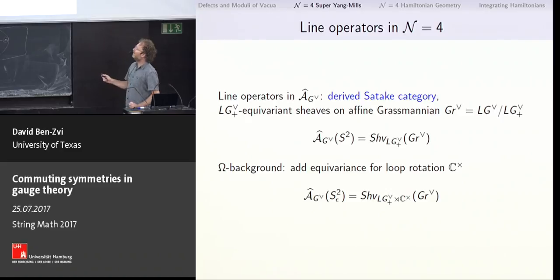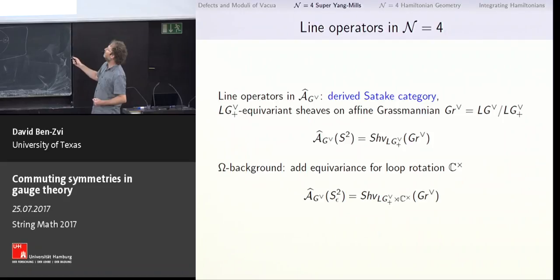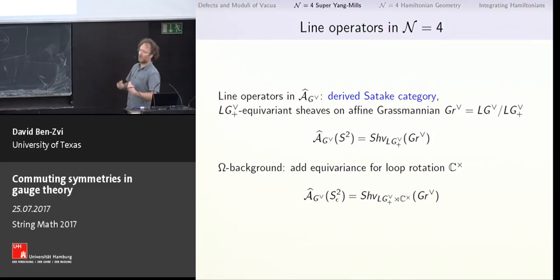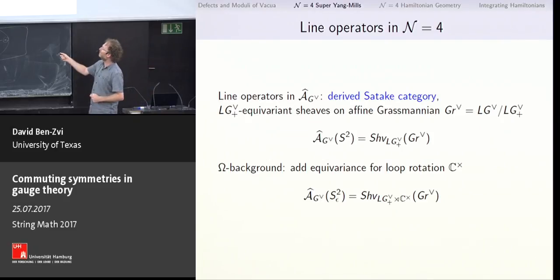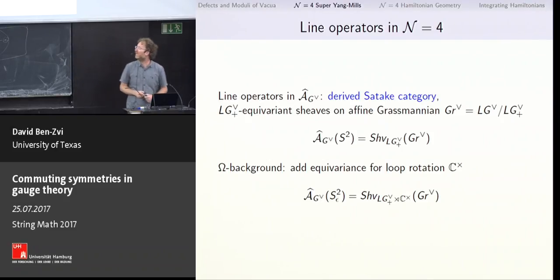The line operators in N=4 in this A twist are what are called the Tataki category, or the derived Tataki category in representation theory. So what does that mean? You look at the affine Grassmannian for your group, G dual. So what is the affine Grassmannian? It's the quotient of the loop group by positive loops. So look at the loop group of G dual, quotient by positive loops, or if you like topologically, based loops in the compact group. And you look at equivariant sheaves on that. So that's the space that was explained in Kapustin-Witten to match line operators in N=4.